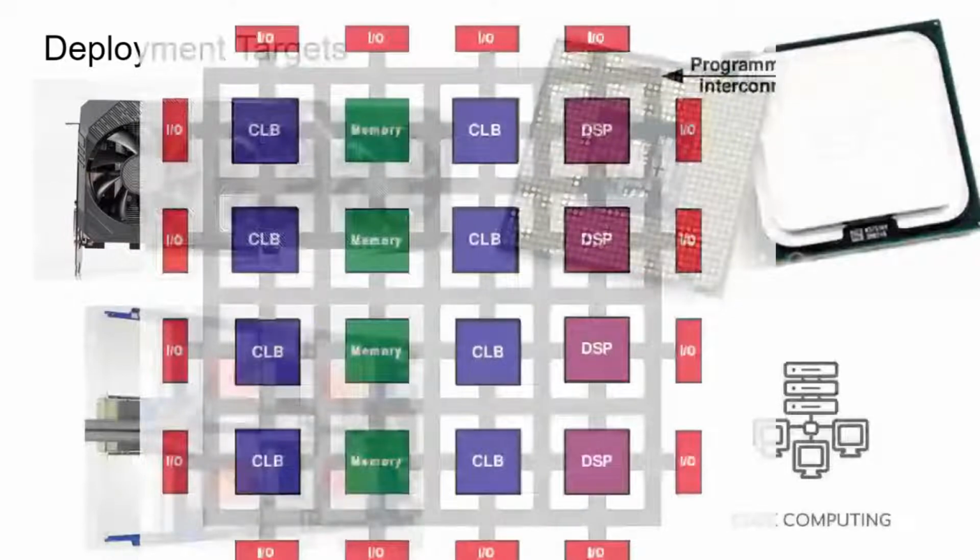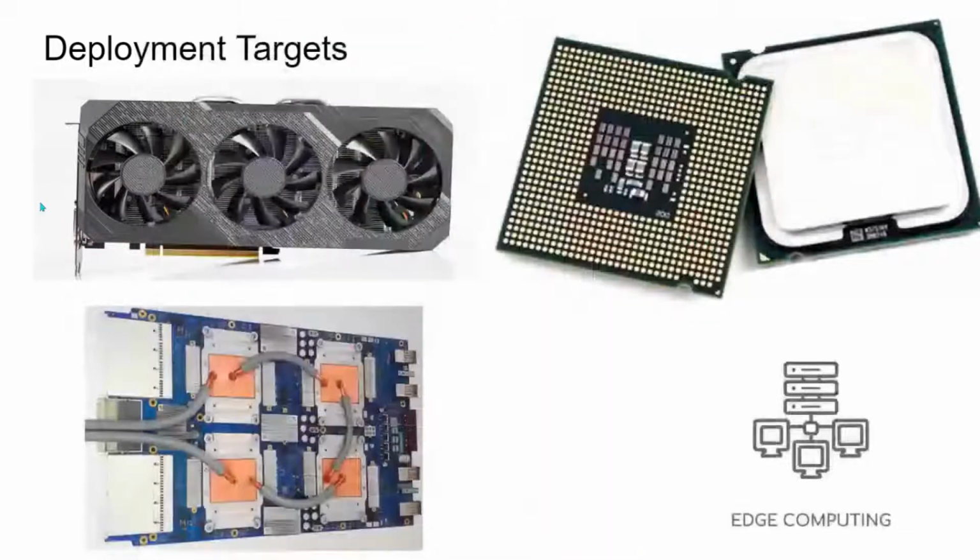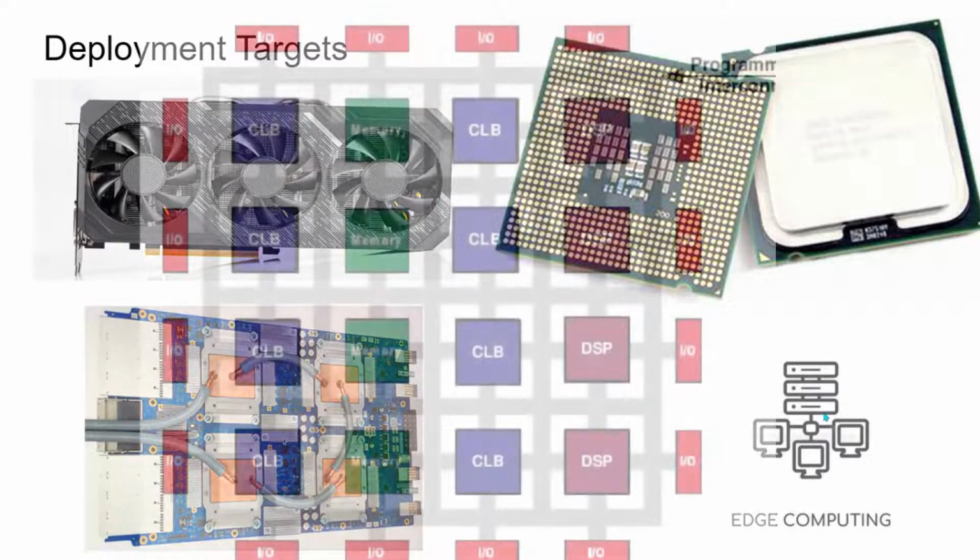So it's always this is a GPU, this is a TPU. This is from Google, by the way. This is a CPU which can be from Intel, AMD, or any other company. Edge computing is always there. This is an FPGA array.